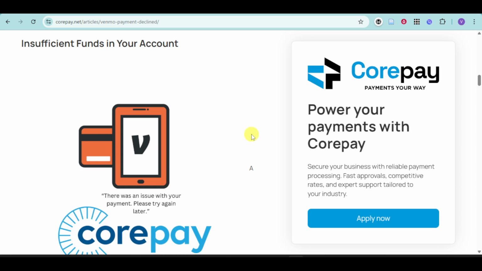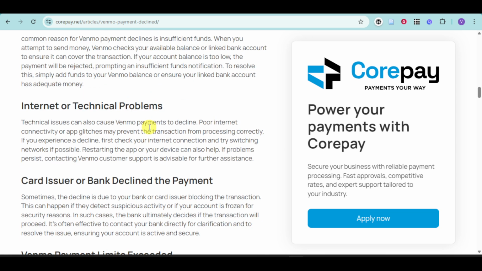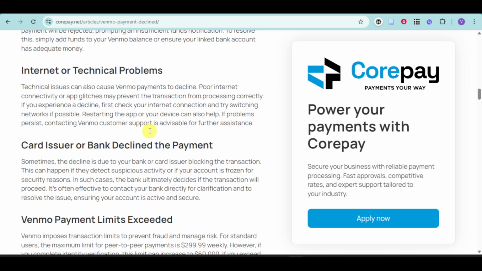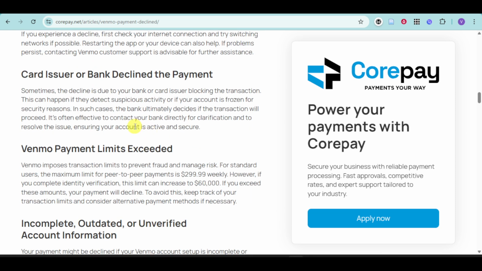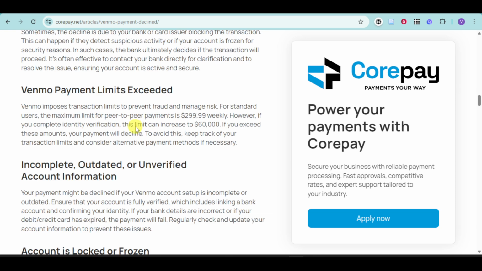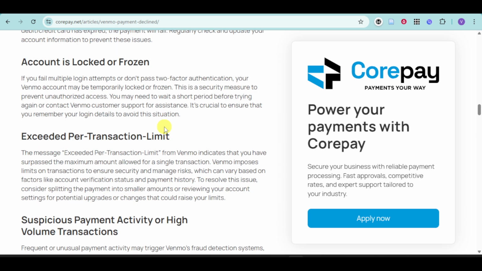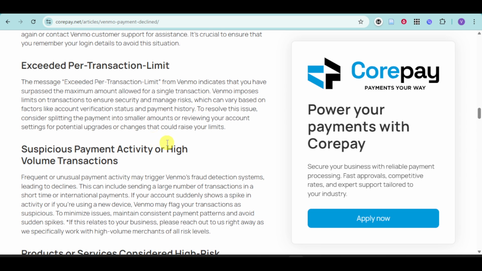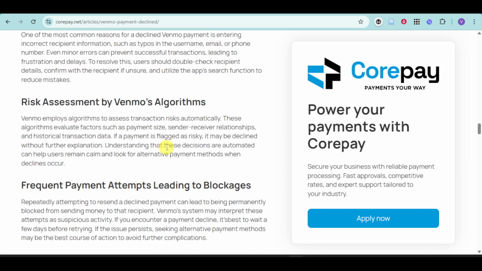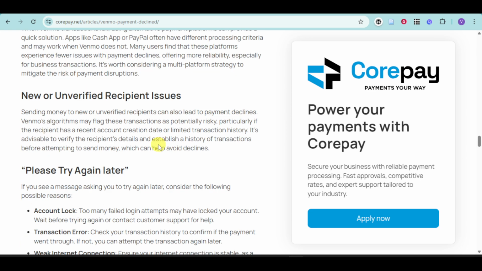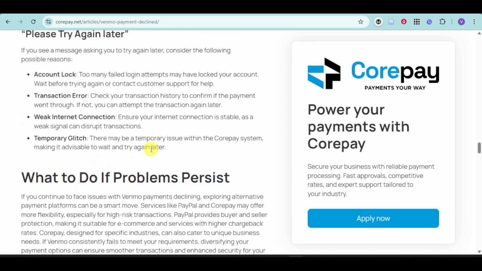For this, I have here the actual reasons why your payment has been declined. Maybe you have insufficient funds in your account, or you have internet or technical problems, or your card issuer or bank declined the payment, or you have exceeded your payment limit, or you have incomplete, outdated, or unverified account information, or your account is locked or frozen, you have exceeded the per transaction limit, or you have suspicious activity or a high volume of transactions. So there are a lot of reasons why your card has been declined.